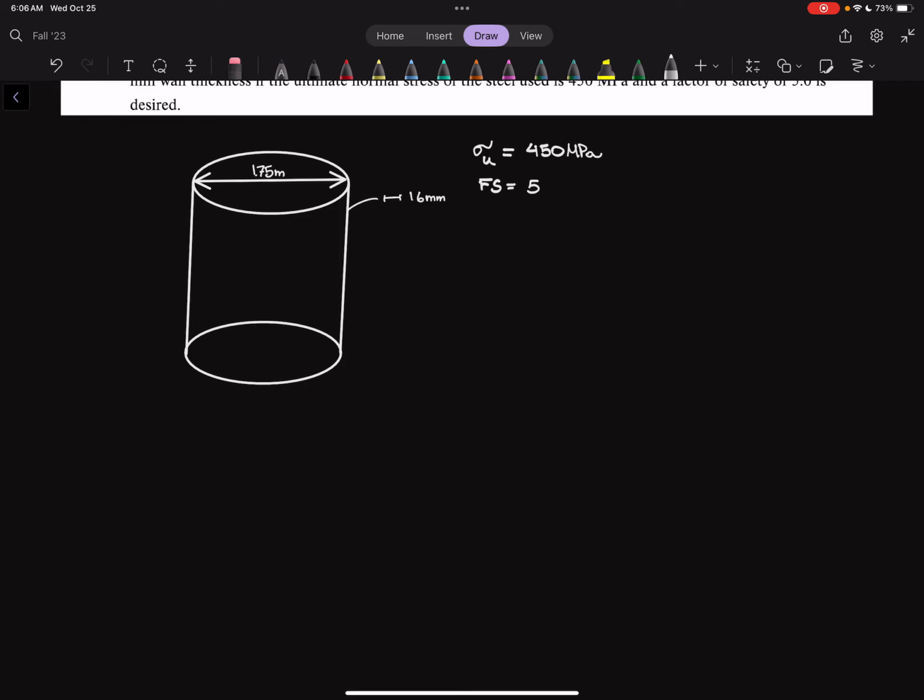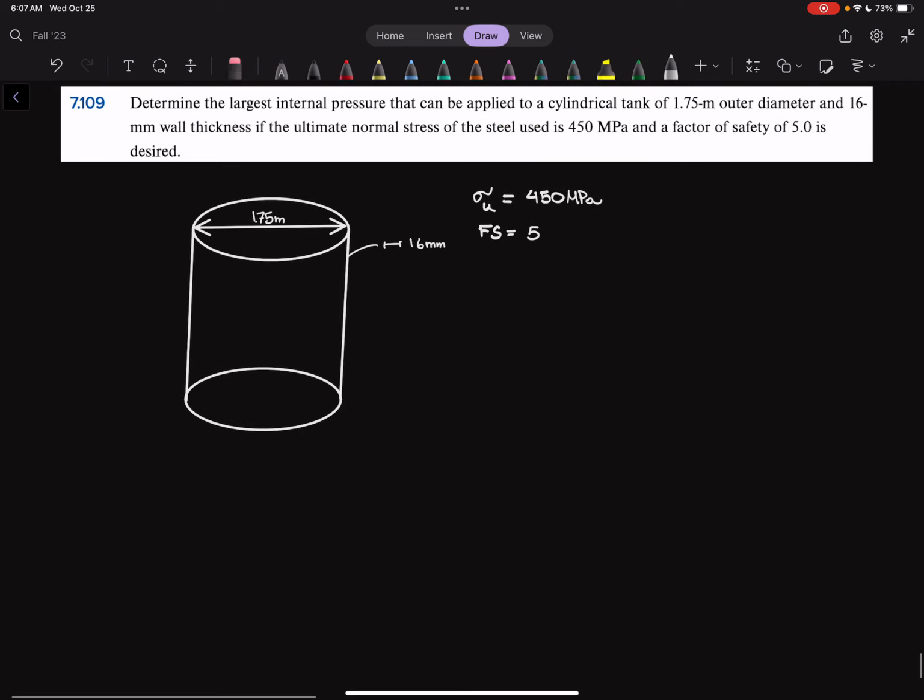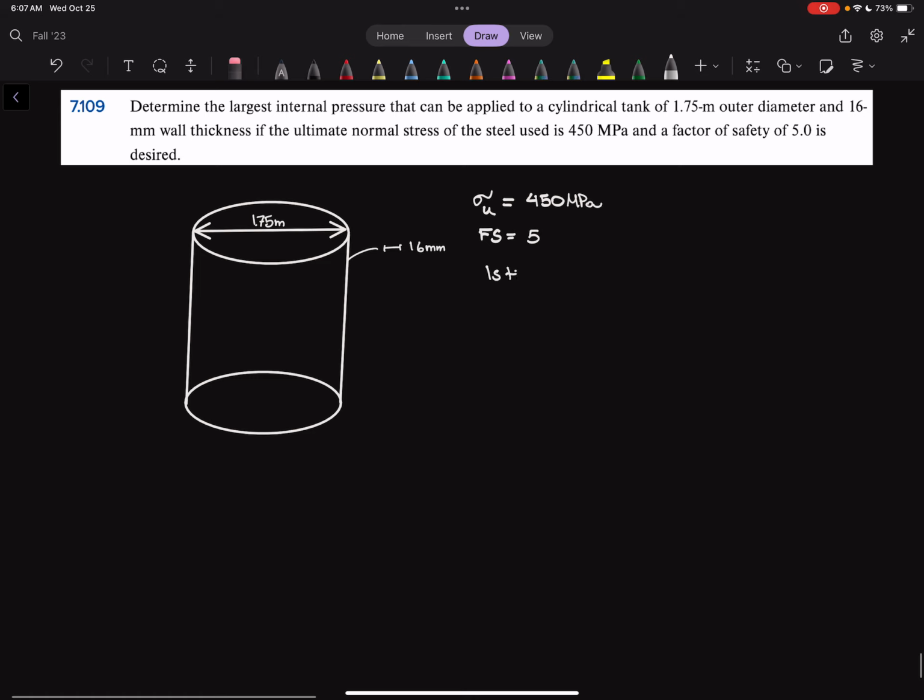Now, let me ask you a question real quick. Is this a thin-walled pressure vessel? Well, to know, what we would like to do is take the diameter over the thickness and see if that's much greater than 10. So let's see.